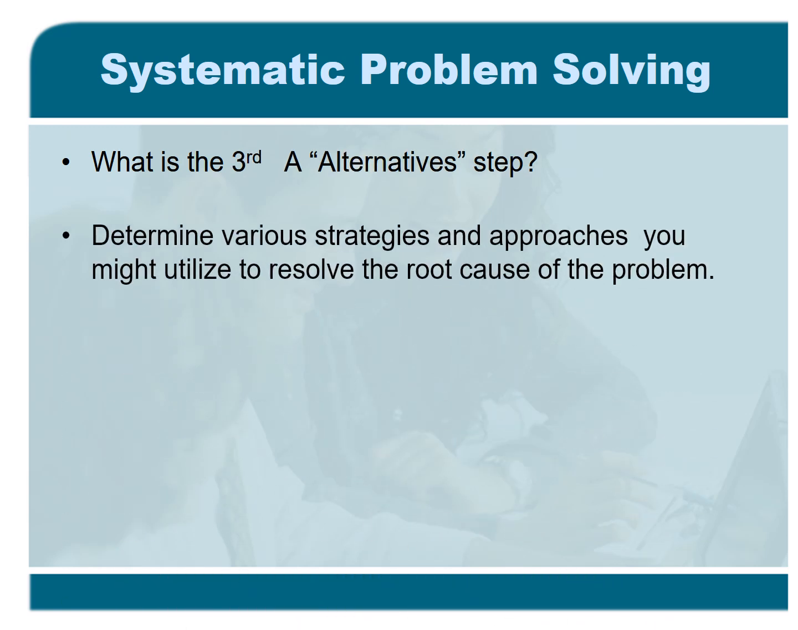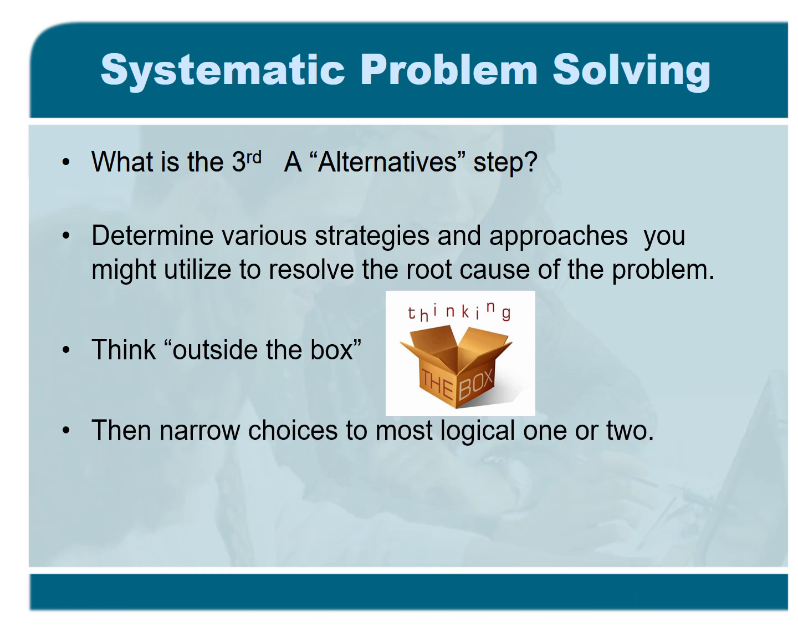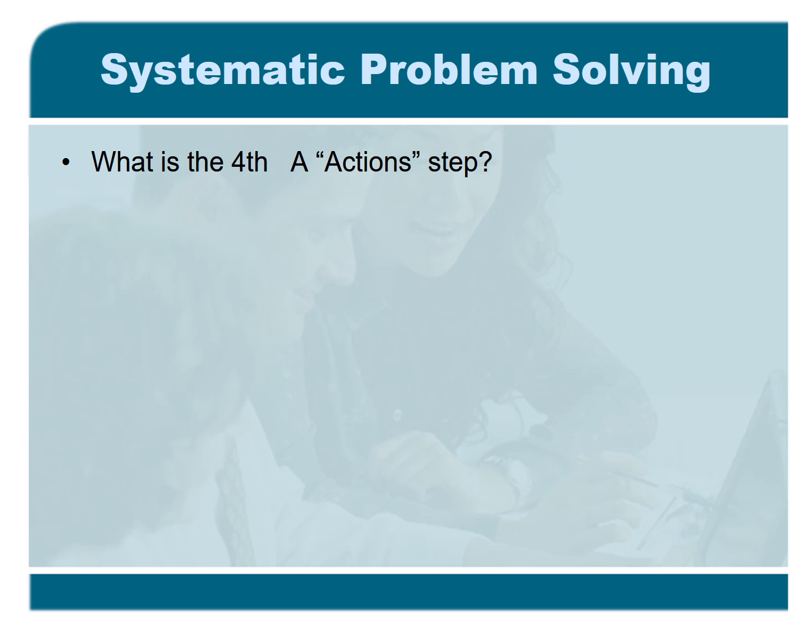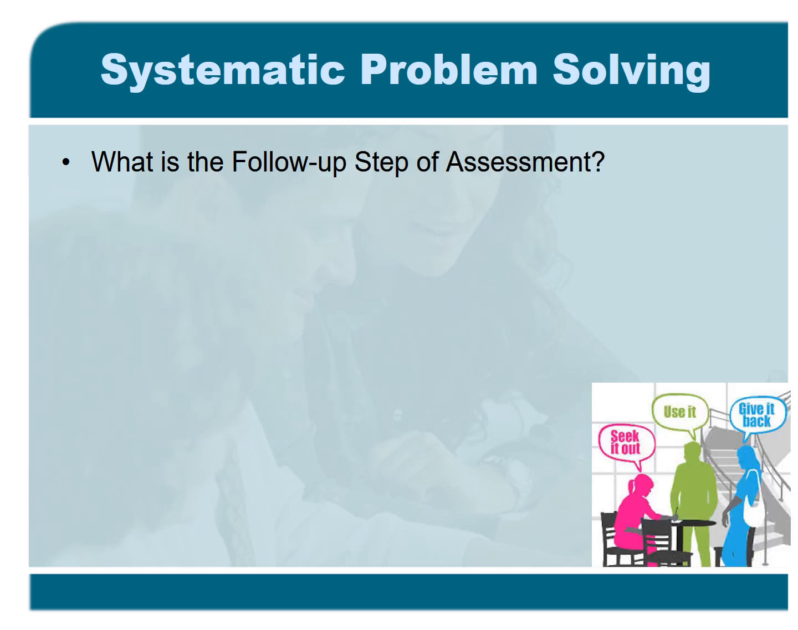The third step is to determine various strategies and approaches that you might be able to use to resolve the root cause of the problem. Think outside the box. Then, narrow choices to the most logical 1 or 2. Fourth step, determine how to implement and monitor the plan, deciding who does what, when, how, monitor and make corrections, or call the meeting back to the previous steps.